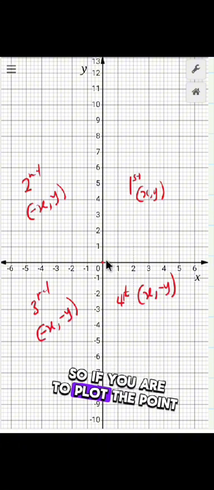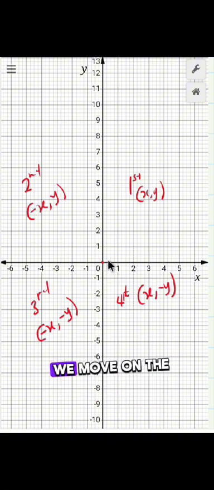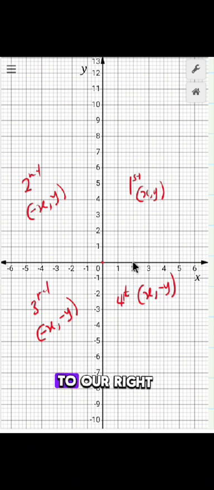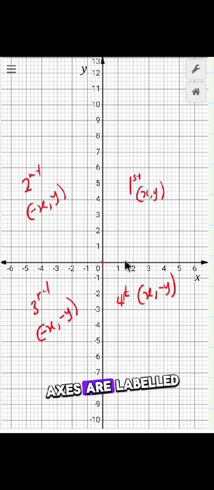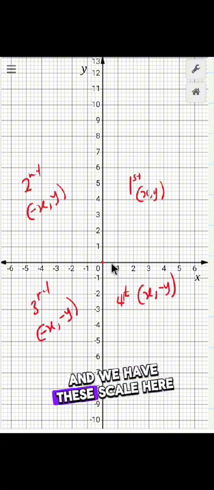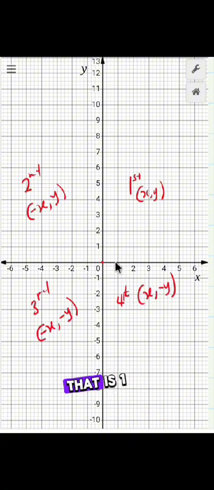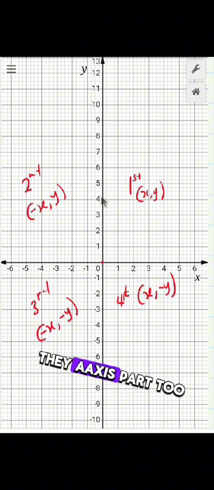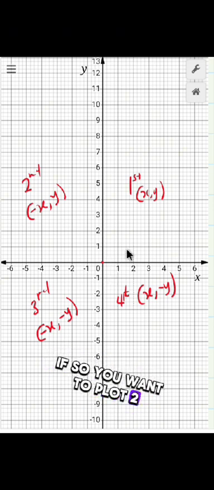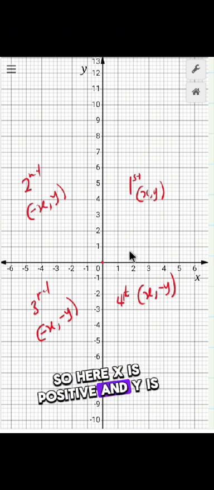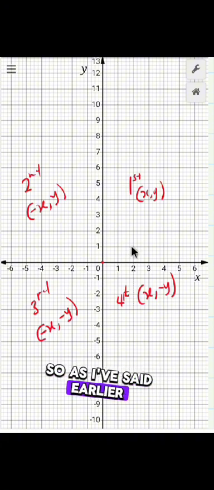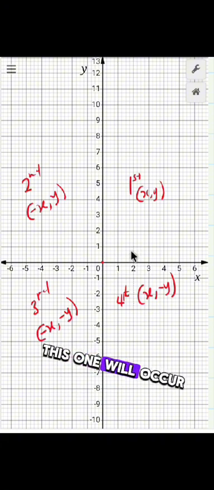To plot the point 2, 3, we move on the x axis to our right 2. You see both axes are labeled, and we have this scale here, 1, 2, 3, 4, 5, 6. The same way on the y axis, you go up, and down there it goes on like that. So we want to plot 2, 3. Here x is positive and y is positive, so this will occur in the first quadrant.